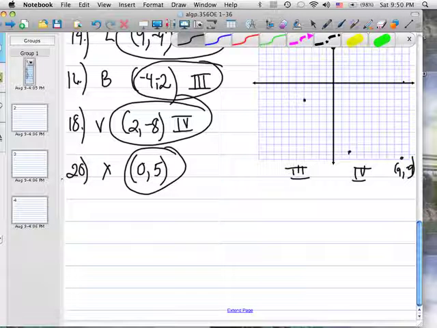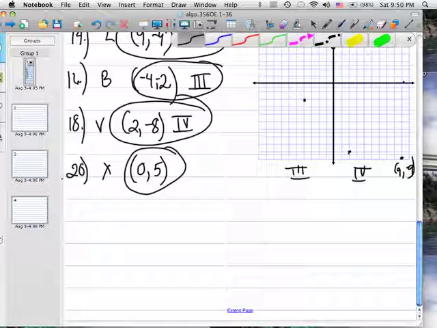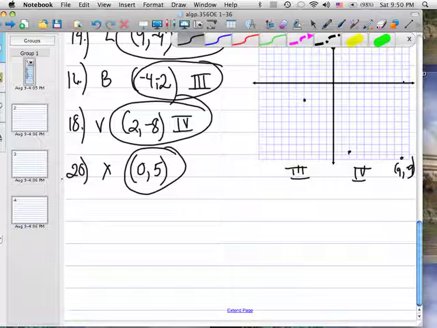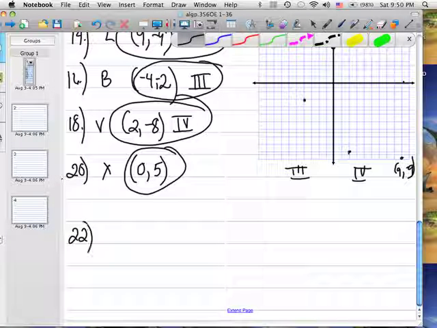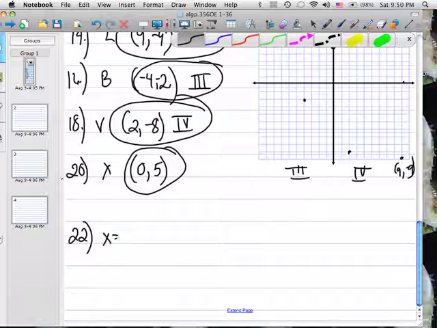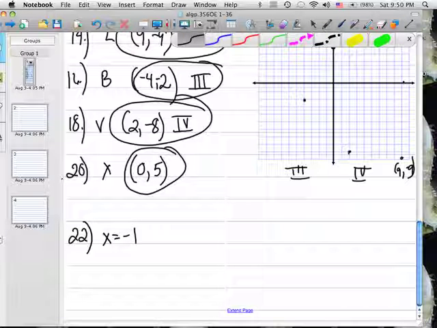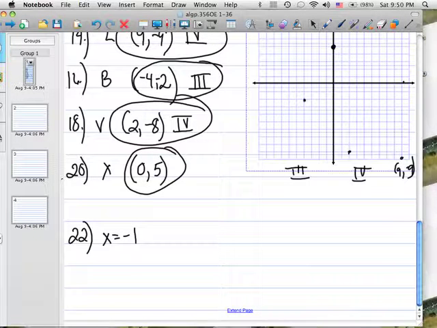Problems 21 through 26 are describe the graphs of the following equations. So we're going to graph the equations and then describe them. So x equals negative 1. In order to graph that, we need 2 points.